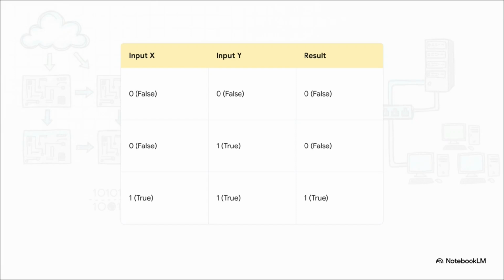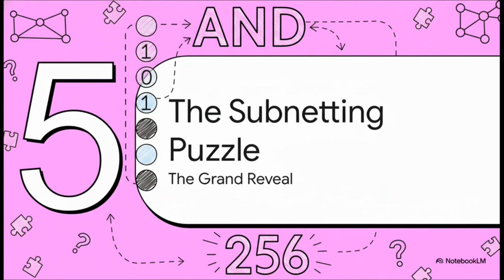So here's how our perfectionist brain works. False and false, that's a false. False and true, nope, still false. The only way the AND operator gives you a true or a 1 is if both inputs are true. It's all or nothing. Okay, this is it, the grand reveal. We've learned how to count like a computer, we've found our magic number, and we've met our perfectionist AND operator. It is time to put all three of these clues together and finally solve the subnetting puzzle once and for all.